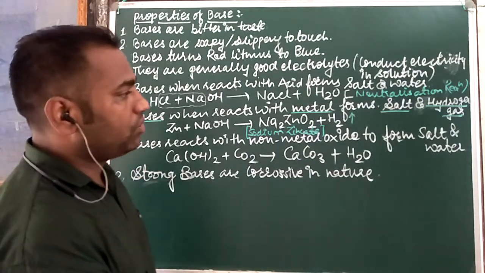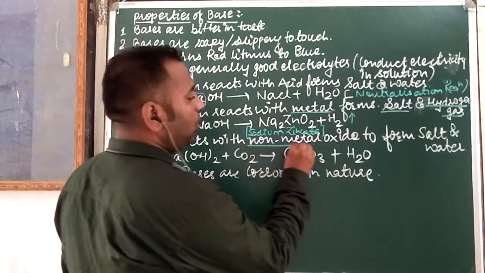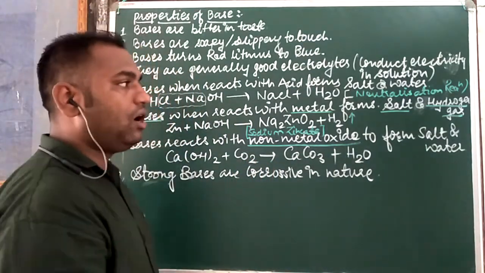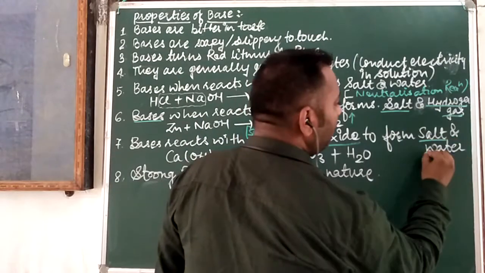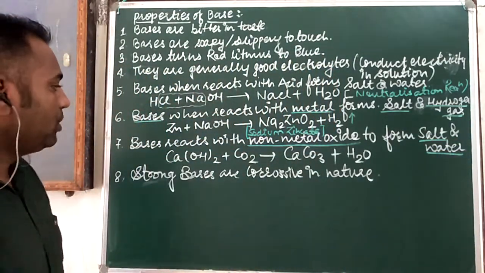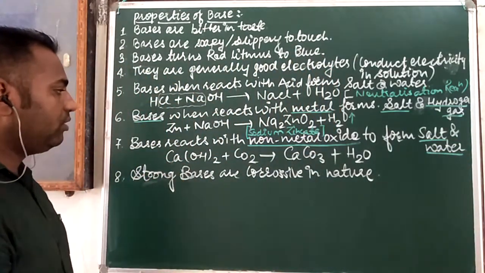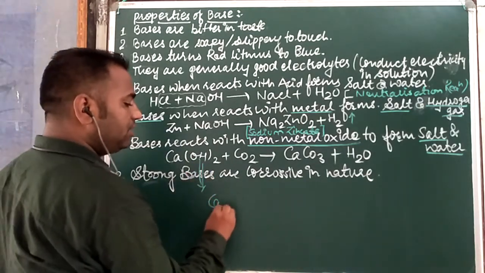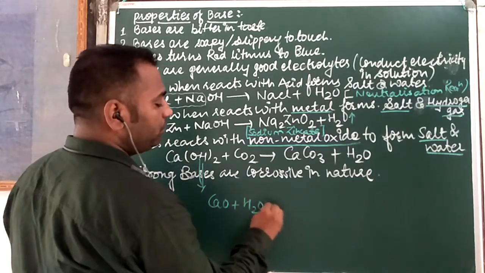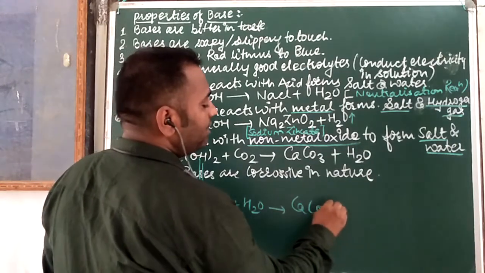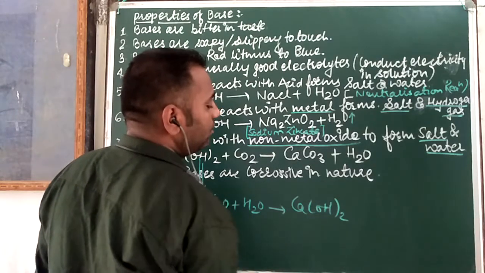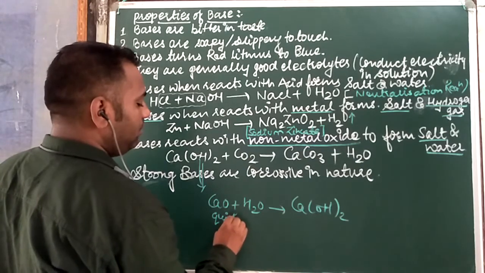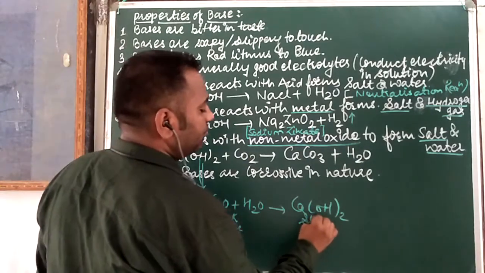Bases react with non-metal oxides. Carbon is a non-metal and CO2 is its oxide form, when it is attached with O2. The formation is salt and water. Calcium hydroxide can be formed when CaO reacts with H2O, giving Ca(OH)2. This is quick lime and this is slaked lime.